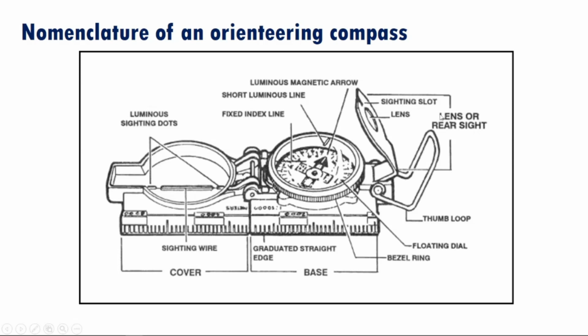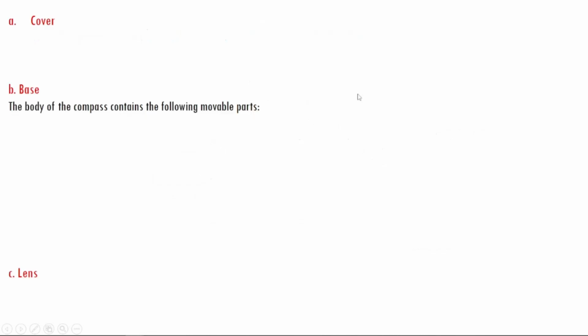And then we have the lens. The lens is basically where you actually sight, where you look through. Normally the lens is like a magnifying glass, because it helps you look at everything at the same time. So that is the lens. All right, so now we have a basic understanding of what an orienteering compass looks like.